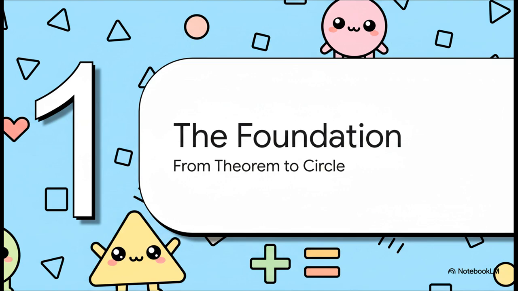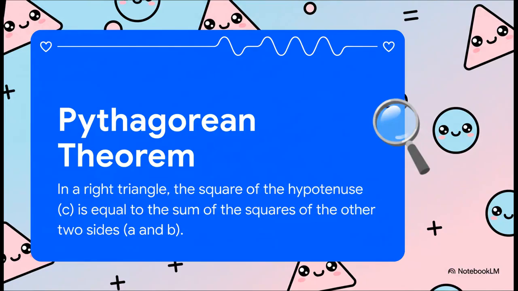Let's start on some solid ground with something you probably already know really well. Yeah, you know this one. A squared plus b squared equals c squared. It's probably burned into your brain. But what happens when we take that classic triangle and drop it into a very, very specific place?